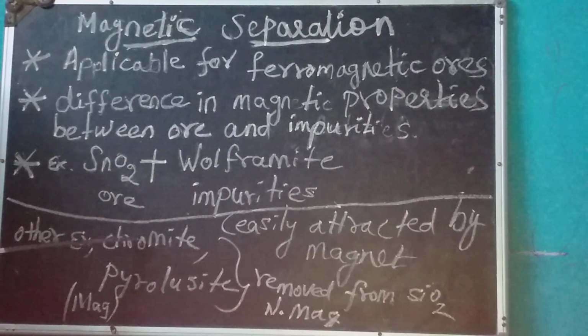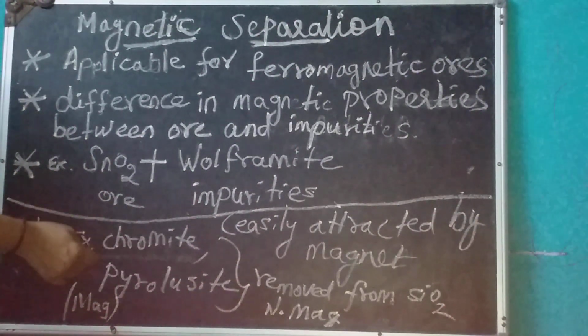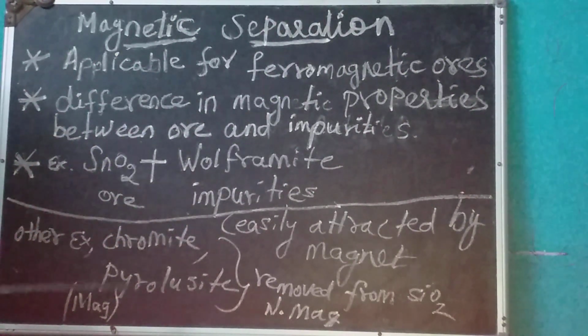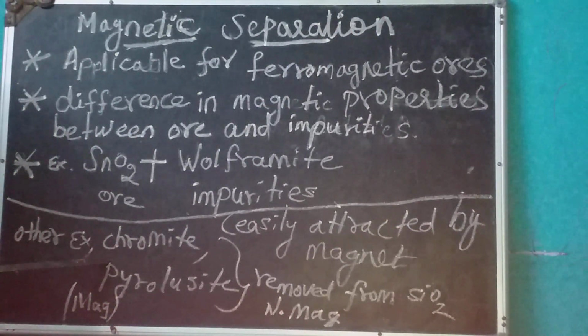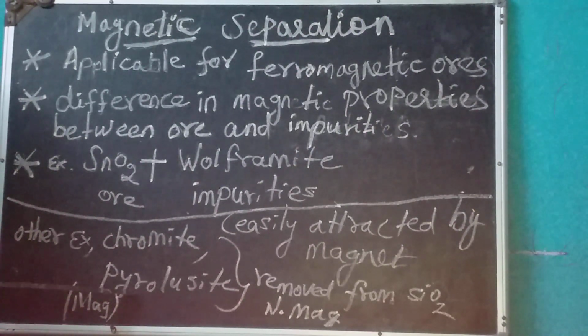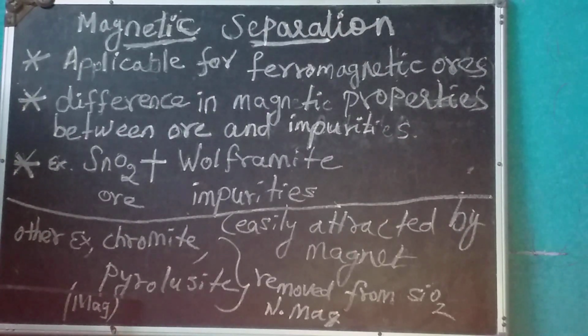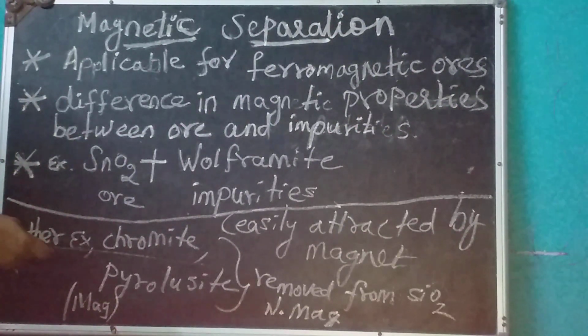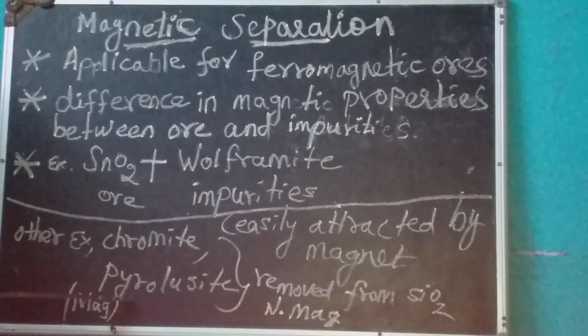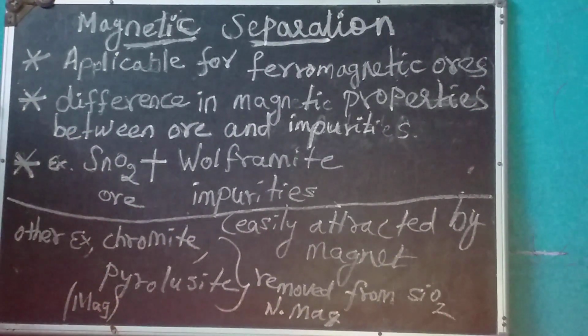Other examples are chromite and pyrolusite. If you want to remove the ore particles from their impurities such as silica, we can use this method also. So not only for tin stone and wolframite, we can also apply this magnetic separation process for chromite. Chromite means a chromium ore. Pyrolusite here involves iron. These two, chromite and pyrolusite, are easily attracted by the magnet, while non-magnetic materials such as silica, called siliceous material, are not. If chromite, pyrolusite and silica are present together, we can easily separate the magnetic material from the non-magnetic silica material.